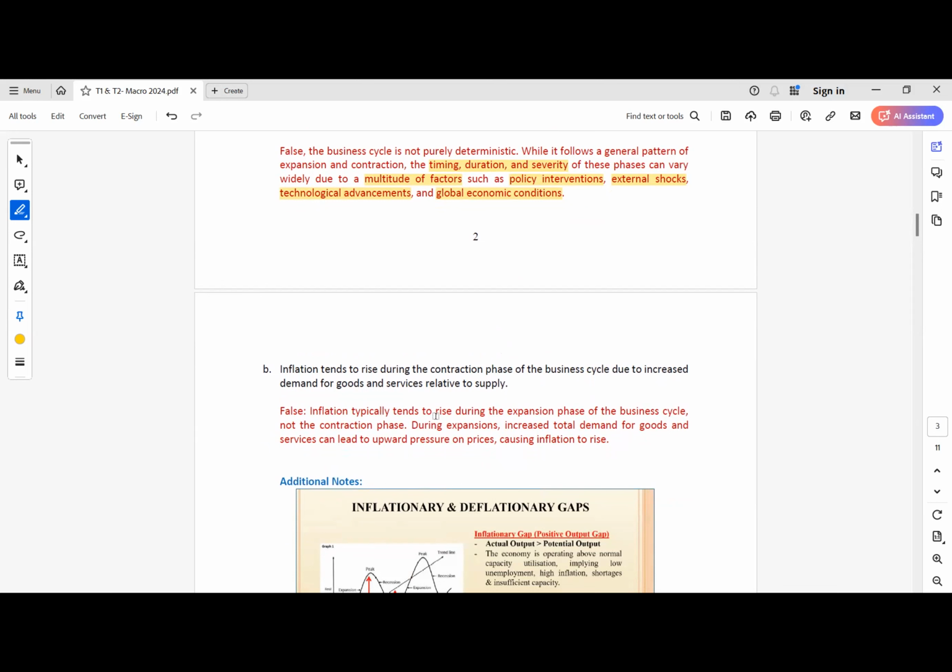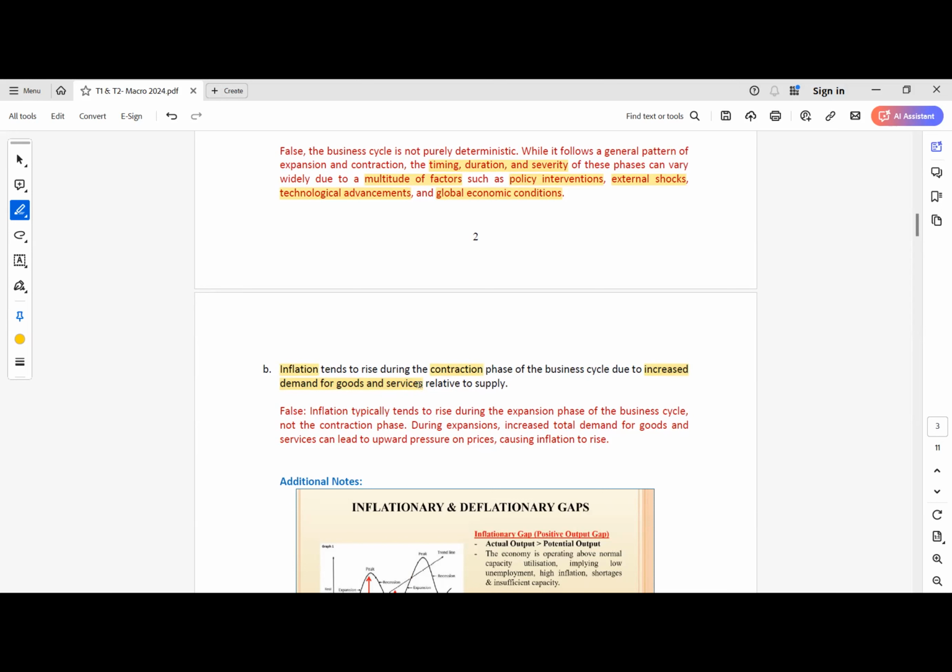Okay, next question. Inflation tends to rise during the contraction phase. So they are saying that during the contraction phase, there's inflation, due to increased demand for goods and services relative to the supply. This is wrong.